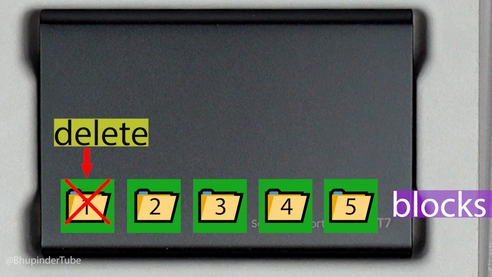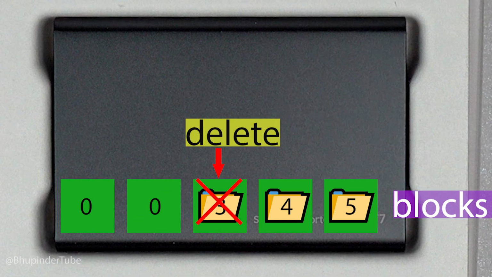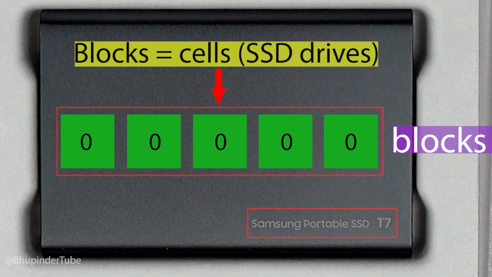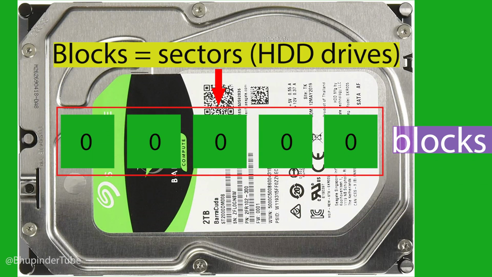Plus, a normal format or full format will go block by block and check each block's health while deleting the blocks. By the way, these blocks are called cells for SSD drives and sectors for HDD drives.